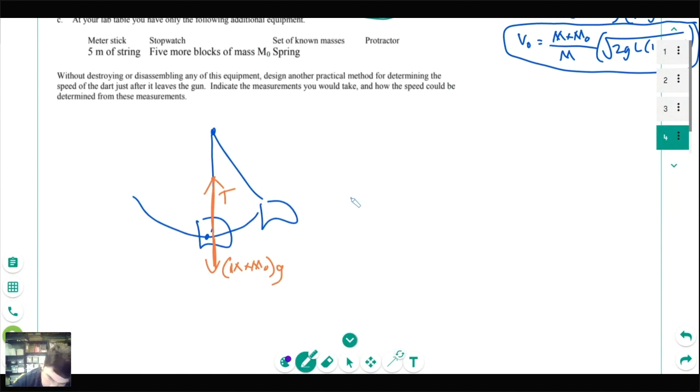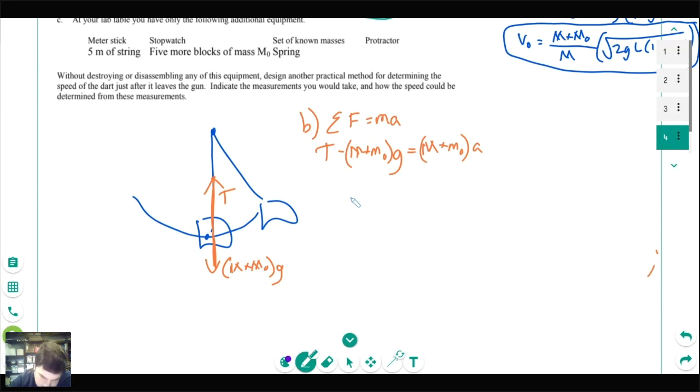Let's look at part B. F equals ma. Well, we know we've got to be swinging in a circle, and this is circular motion. The tension going up must be bigger than the weight pulling down. Okay, so the vertical tension going up must be bigger than the weight going down. So this is T minus m plus m naught g equals m plus m naught a.